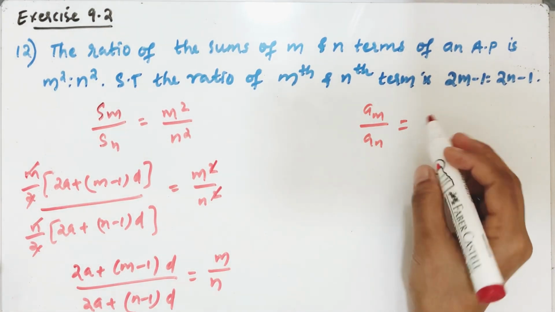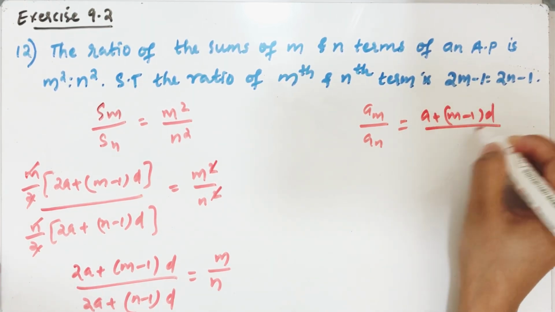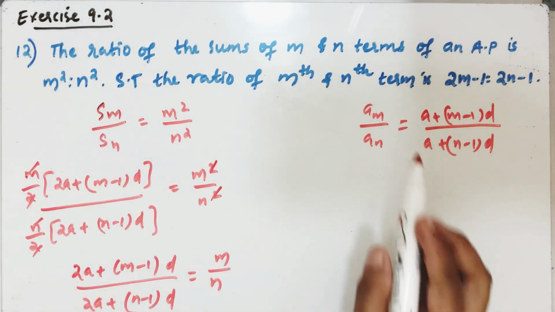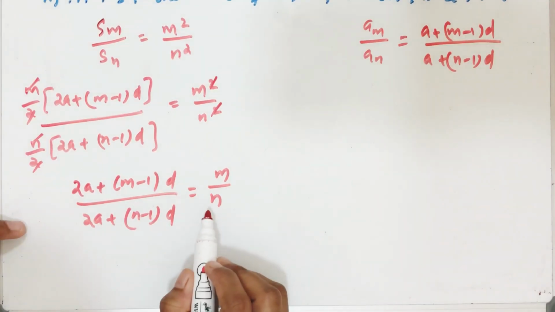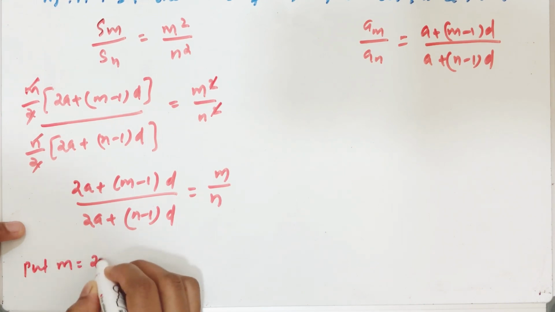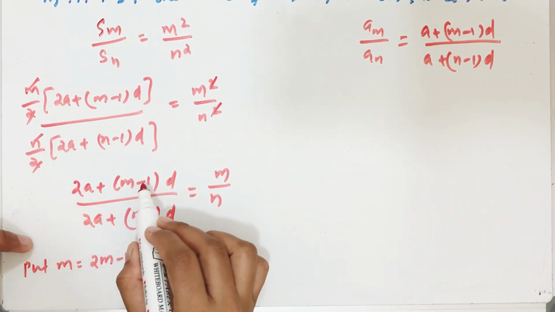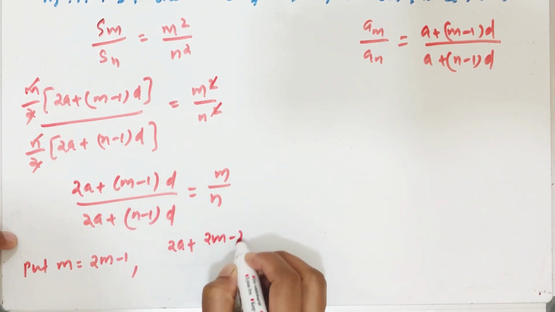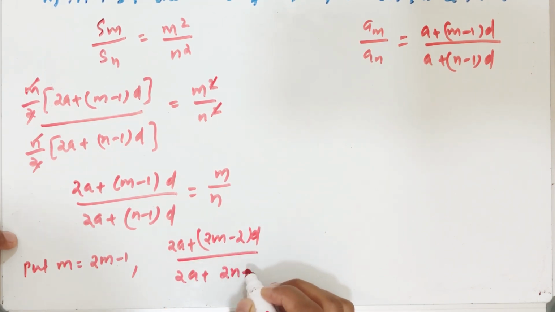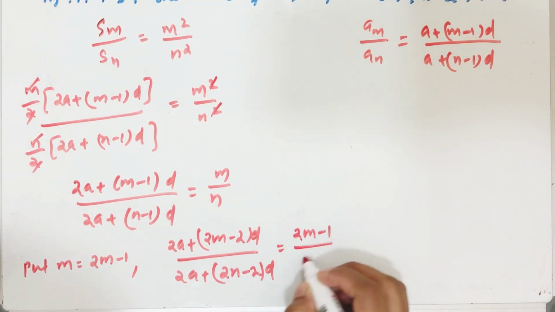What is am by an? am by an is a plus m minus 1 into d by a plus n minus 1 into d. So to get am by an, put m equal to 2m minus 1 in this equation. Then this equation becomes 2a plus 2m minus 1 minus 1, that is 2m minus 2, into d by 2a plus 2n minus 2 into d, which is equal to 2m minus 1 by 2n minus 1.